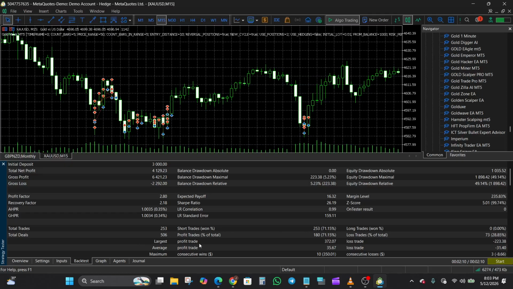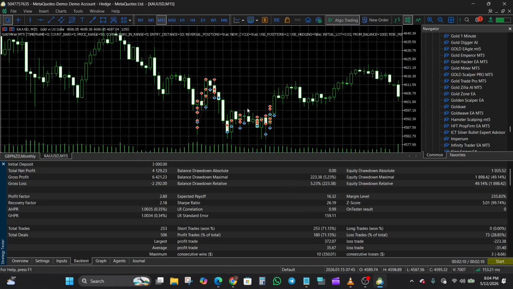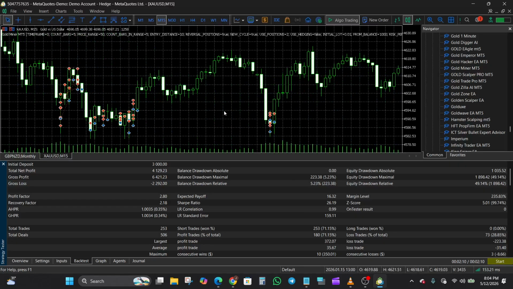Now looking at the largest profit, it's 372.07, and the largest loss is 223.38. But then the average profit is $35.67, while the average loss is about $31.40. So this tells me that the average risk to reward ratio is close to 1:1. And the EA, from what we can observe from the history, targets short-term price movements.